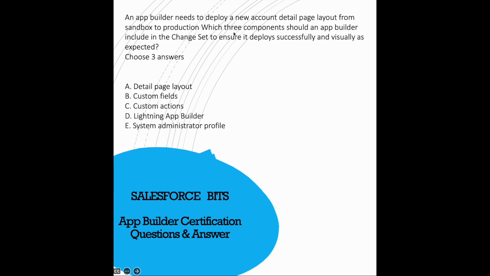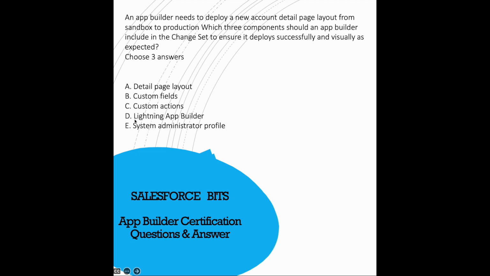to production. Which three components should an app builder include in the change set to ensure it deploys successfully and visually as expected? So we have to choose three answers, and I have detail page layout, custom fields, custom action, and Lightning App Builder and system administration profile.